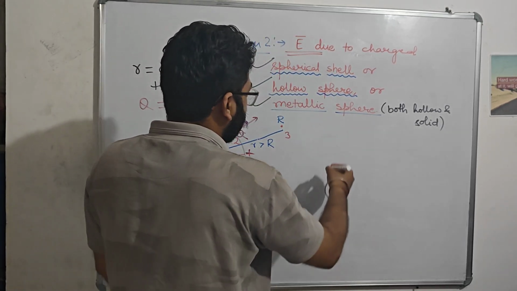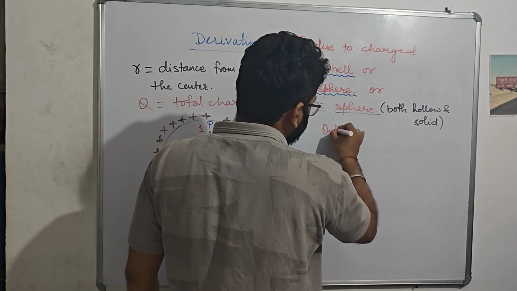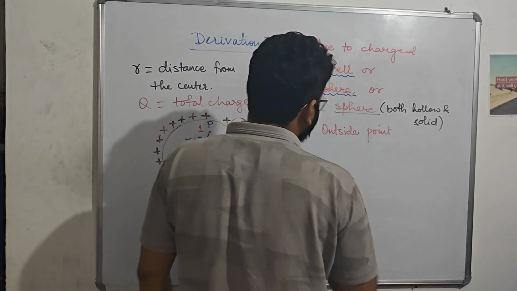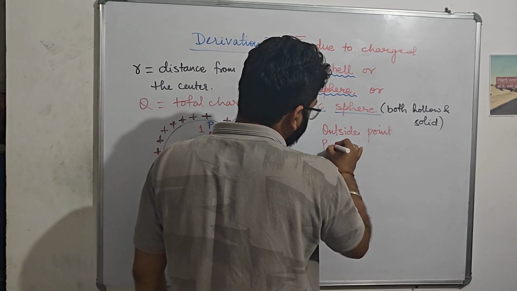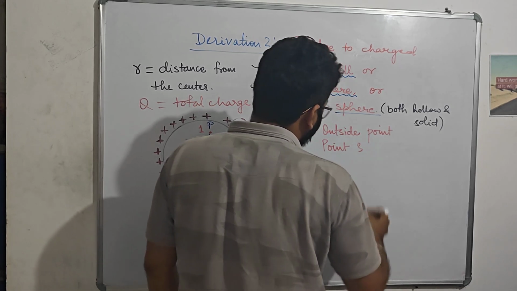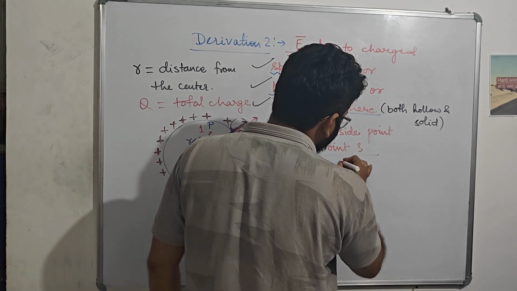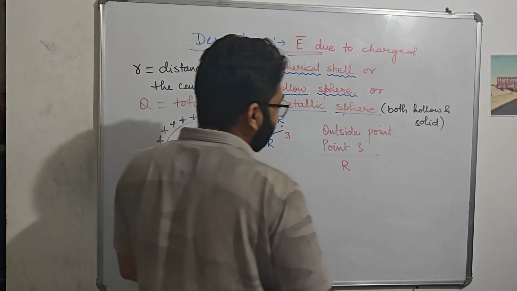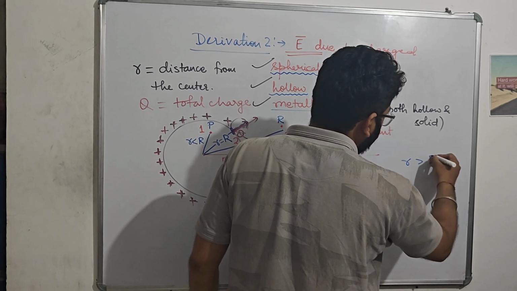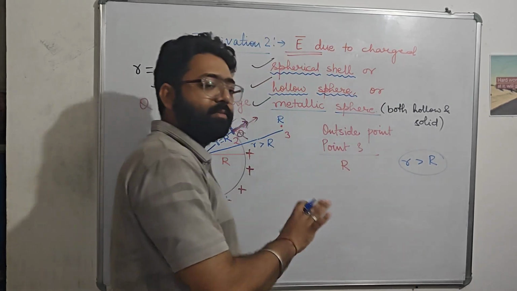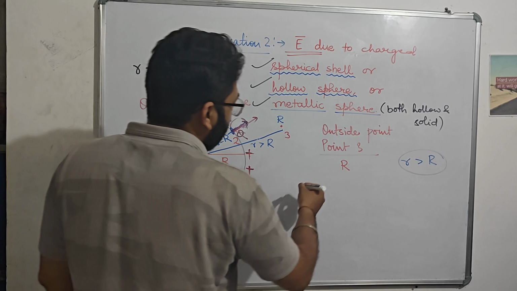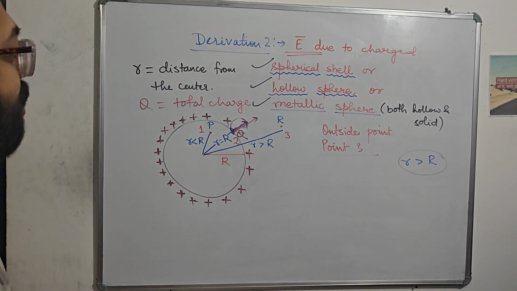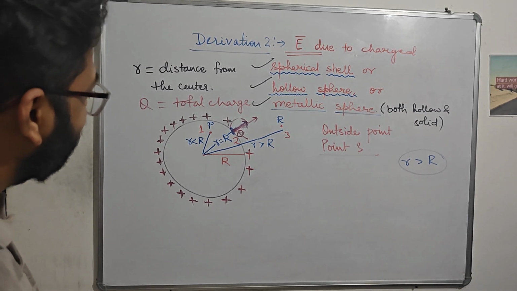So the last point is the outside point. The outside point is point number 3, denoted here by the point R. For this case, I have already mentioned that the distance from the center, small r, will be greater than capital R. This R is simply the name of the point, so don't be confused here. The outside point is point number 3 for this case.